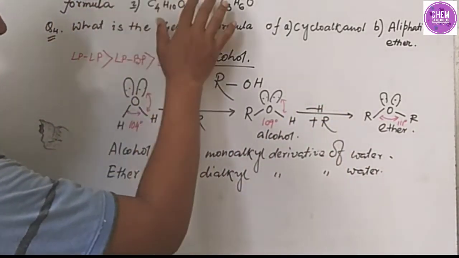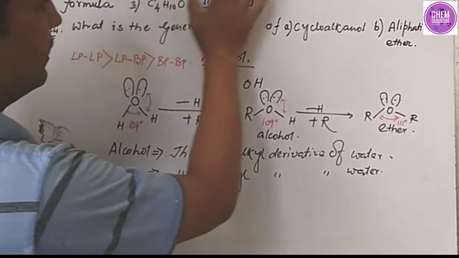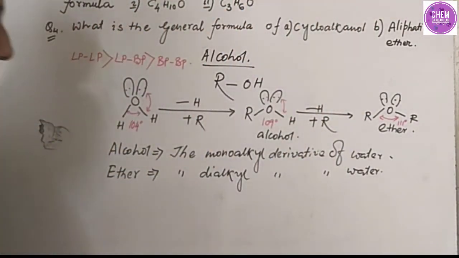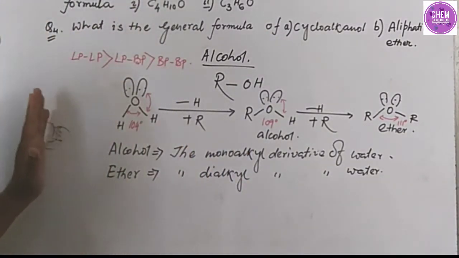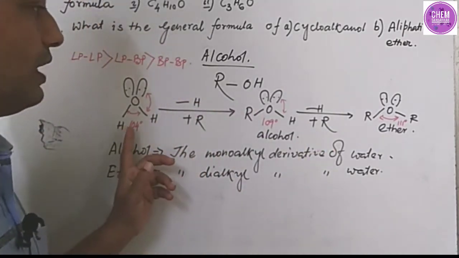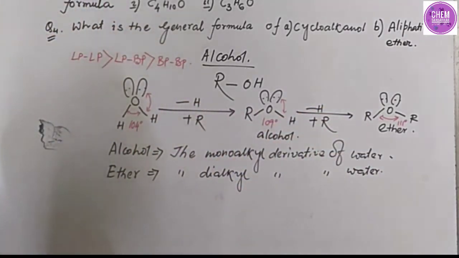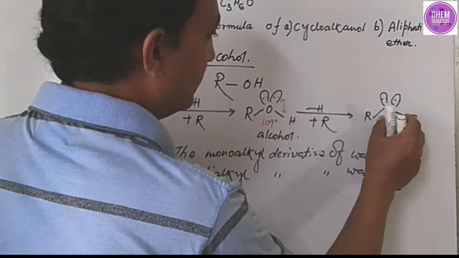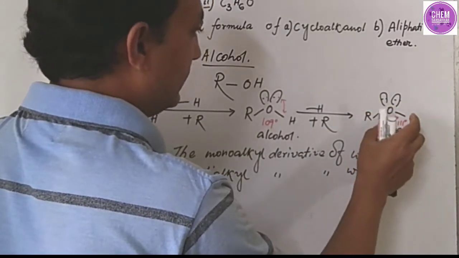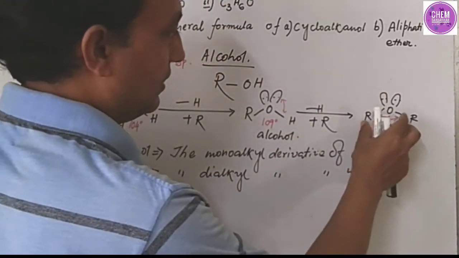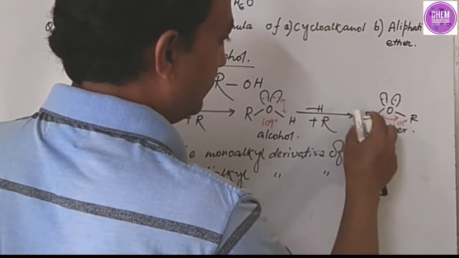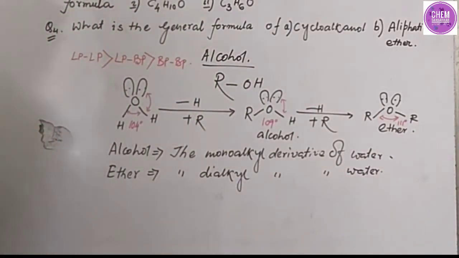Because here, the first question, question 2, compare the bond angle of water, methanol and dimethyl ether. So this is the reason why the bond angle continuously increases from water to ether. It is due to the greater bond pair repulsion, which prevents the bond angle reduction to such extent because there is a large volume of alkyl group. So the question is answered with this reason.